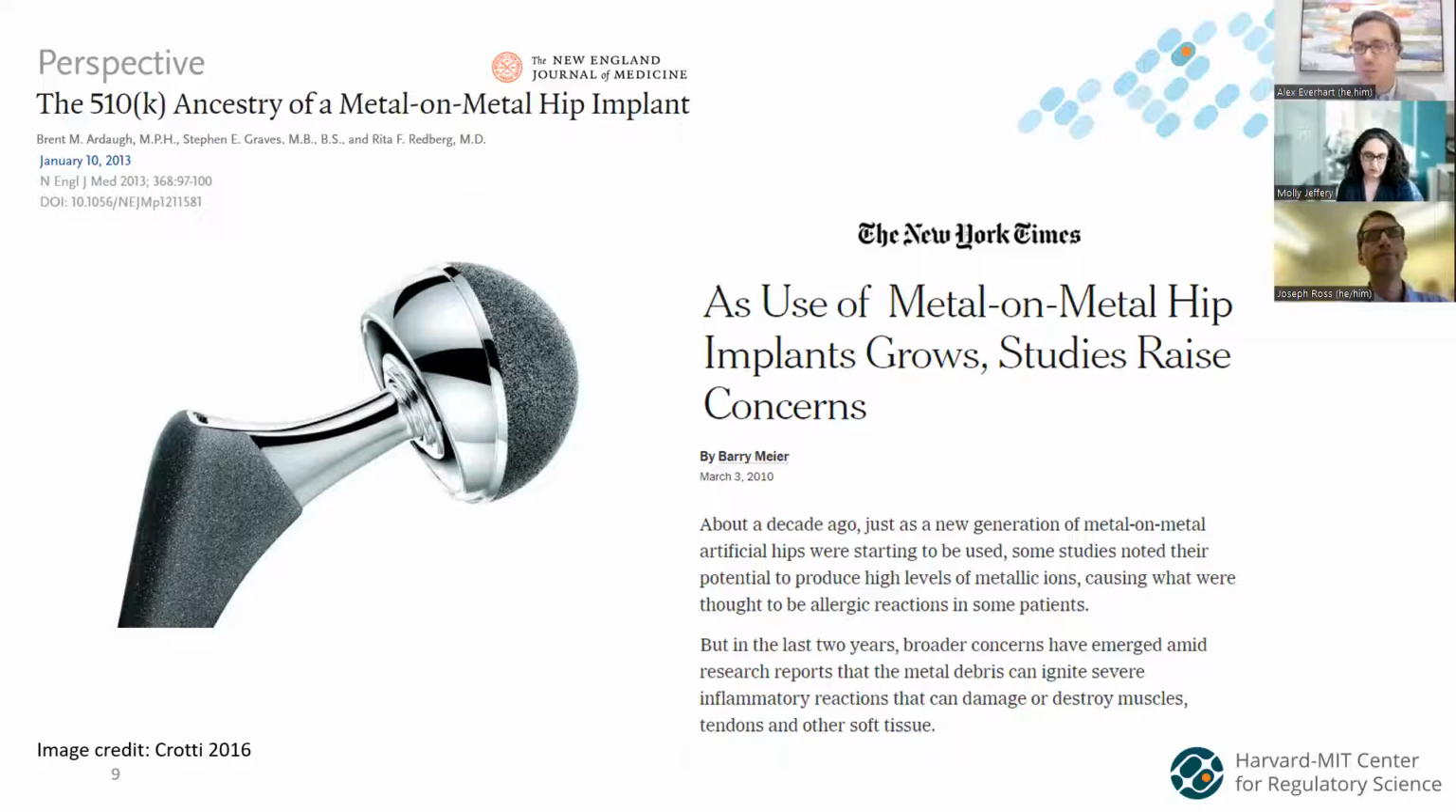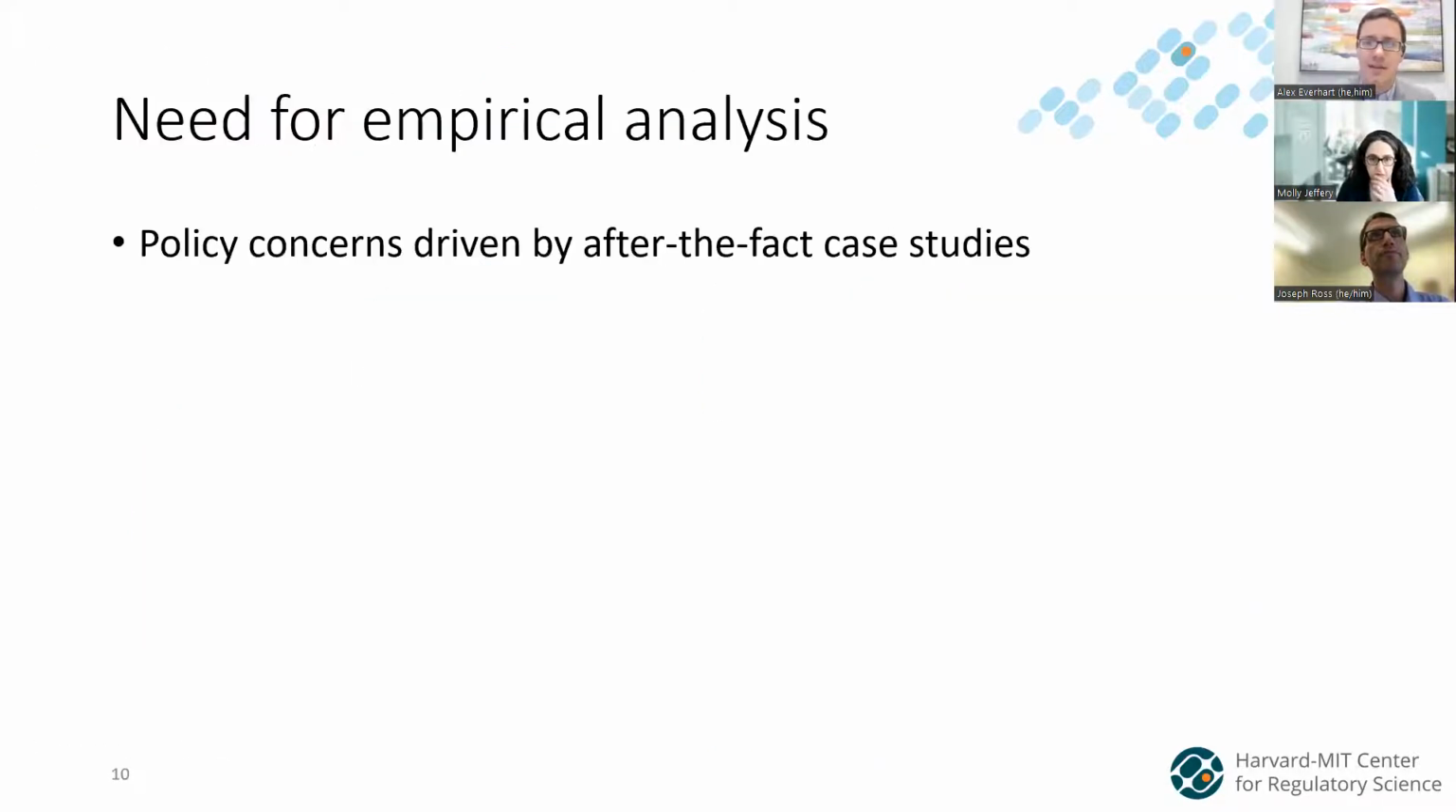And this problem is well known at this point, with many calls for reforms for the 510K process, particularly during the past decade. However, reforms to 510K have been slow, I think in large part because most of our concerns about the process have been primarily motivated by a handful of after-the-fact case studies like metal-on-metal hip implants.